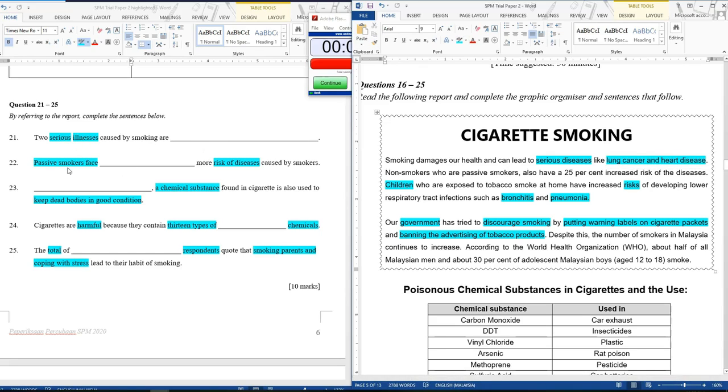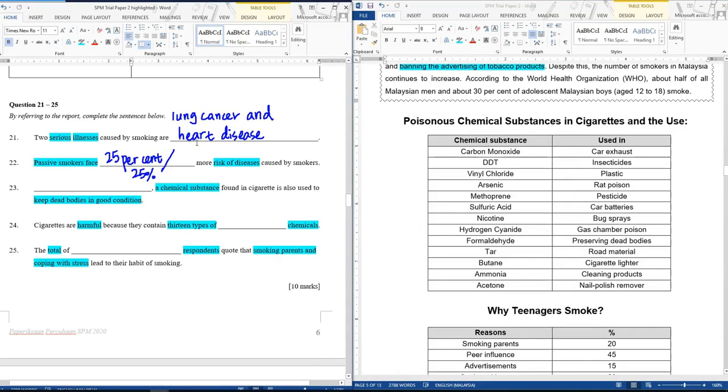And next one, question 22, passive smokers. So as you can see here in this sentence, passive smokers, you can find the keyword here. So what do they face? They also have a 25% increased risk of diseases. So as you can see here, there is another keyword, alright, risk of diseases. So the answer is somewhere here in the middle. So passive smokers face, the answer would be 25%, okay, more risk of diseases. So the answer for question 22 would be 25%.